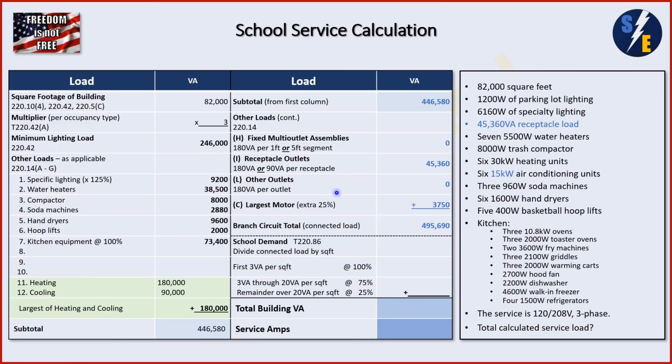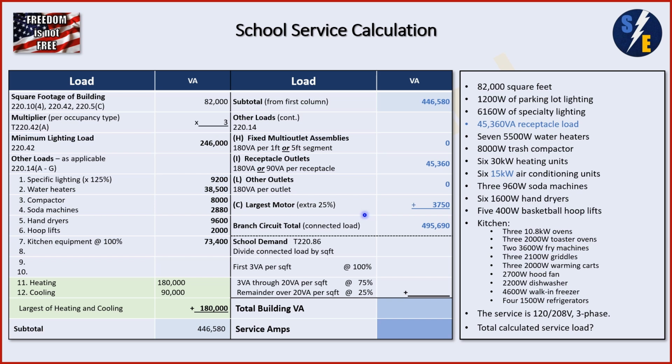We're going to slide that subtotal right up here, 446,580. Then we're going to continue with our other loads. We don't have any plug mold or anything, so we have 0 there. Our receptacle outlets, they tell us we have 45,360, so I put that there. We don't have any other outlets. Now it's time for our largest motor. We're going to go through our whole calculation and find out what our largest motor is, and that's going to end up being one of our cooling units. So one of these air conditioners, 15 kW, 25% of that is 3750, so we're going to put 3750 right here. We're going to add up all these numbers and we come up with a branch circuit total of 495,690 VA, and that is our connected load.